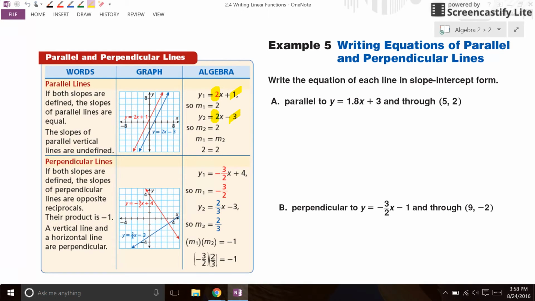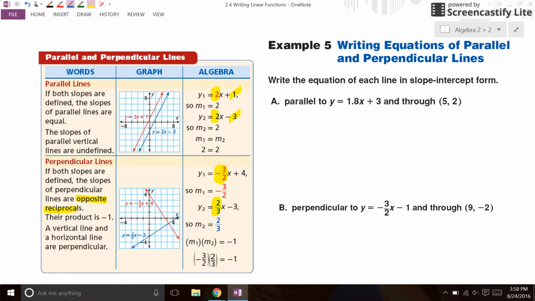What about perpendicular lines, which means they cross at 90 degrees? Perpendicular lines have the same thing with their slopes, but a little interesting. They are opposite reciprocals. You can see that right there. So if one is -3/2, then the opposite would be positive, and flip it would be 2/3. That is the reciprocal slope. So if you want to have parallel lines, you give them the same slope. If you want to have perpendicular lines, you give them opposite reciprocal slopes.